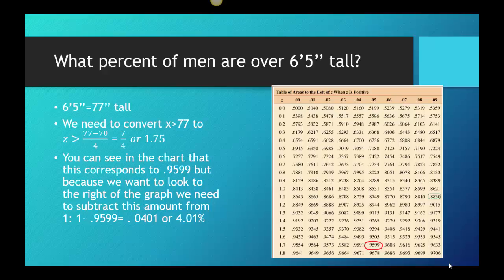So I pull out my chart again, and hopefully you guys have printed out these charts by now so that you have easy access to them as we look through examples. And I look at 1.75, and it says 0.9599. Remember, we're looking to the right, so this is not our answer. We're going to subtract from 1. 1 minus 0.9599 gives me 0.0401, or 4.01%.